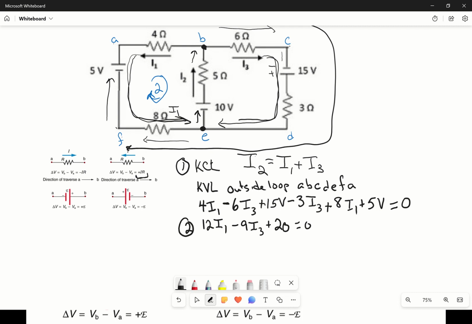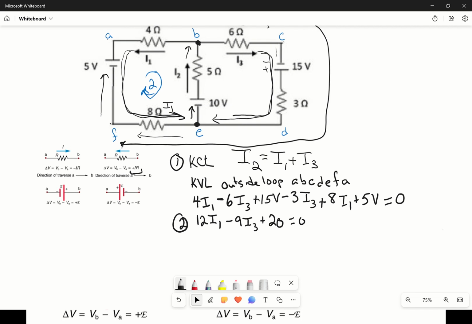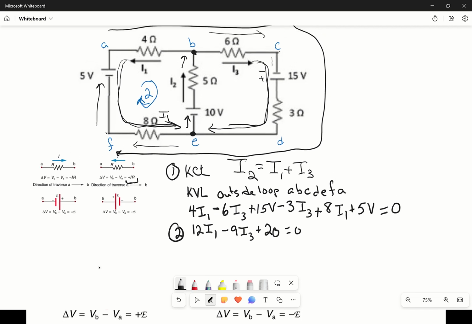So I've got equation 1, I've got equation 2. Now equation 3, I've got to choose another loop in the circuit to go around. And I'm going to choose, for my second loop, to go around the inside loop from A to B to E to F and back to A.